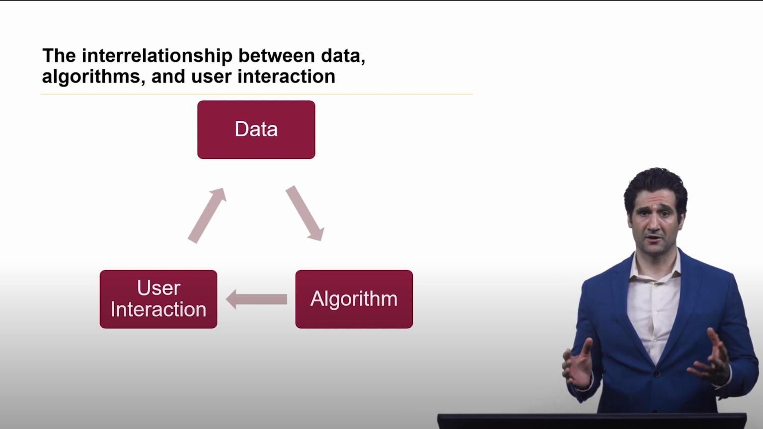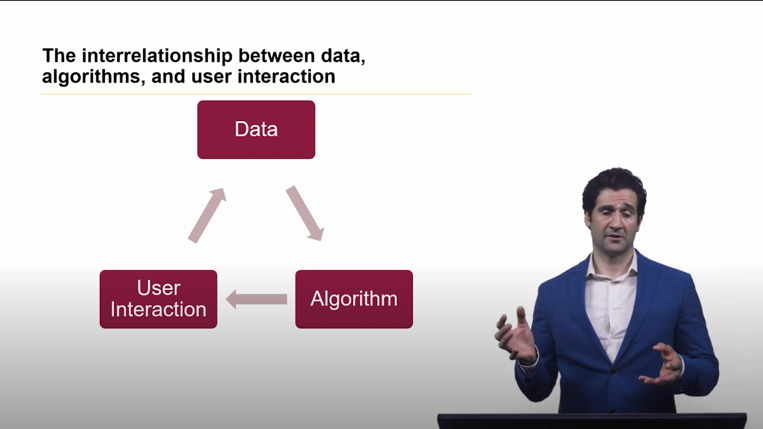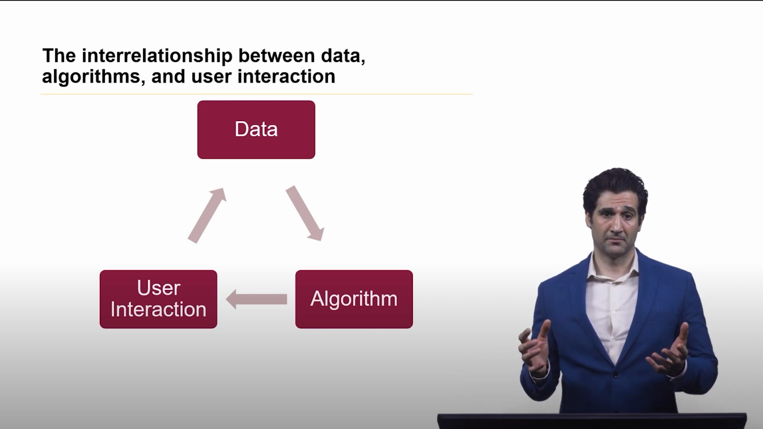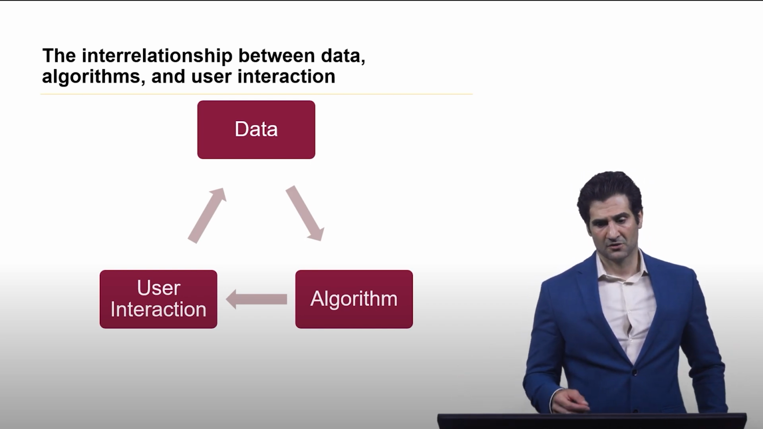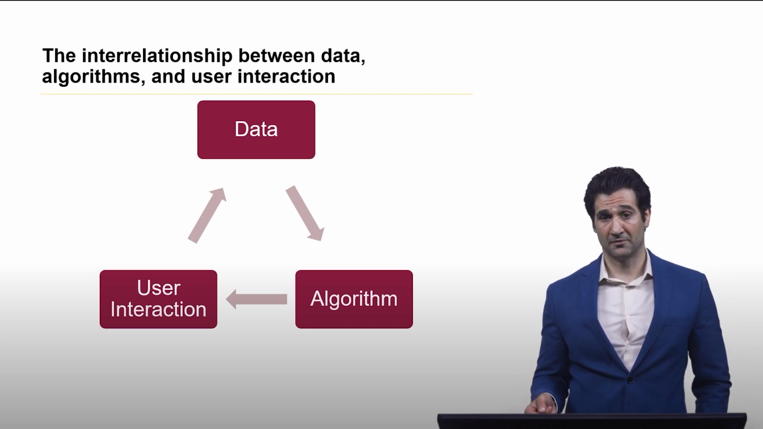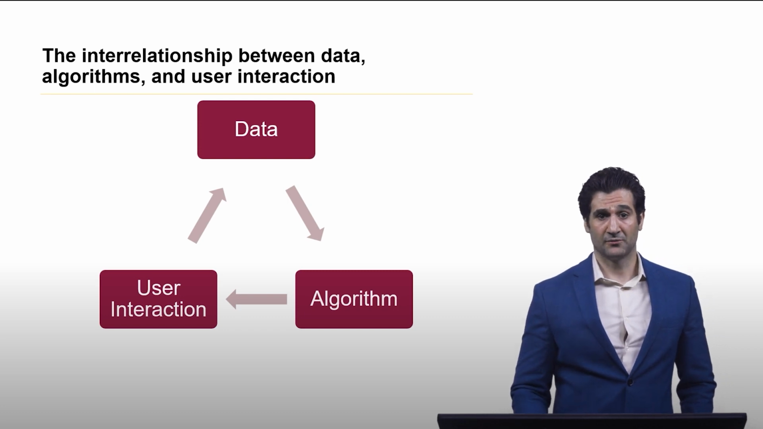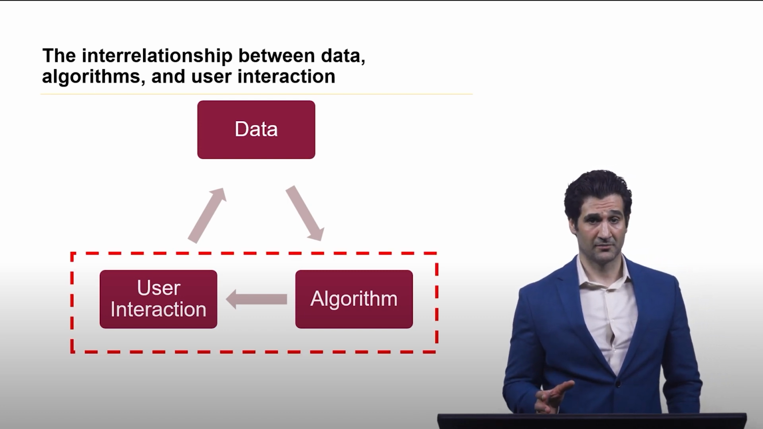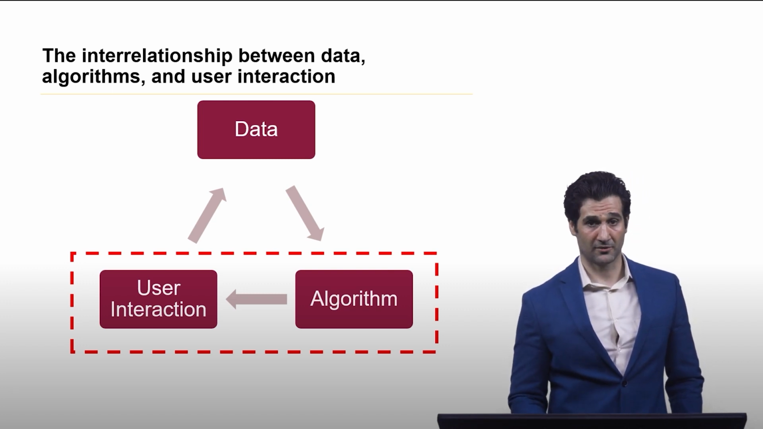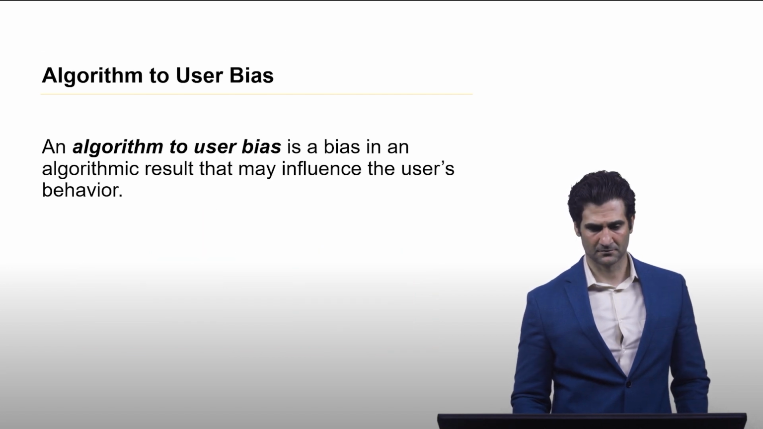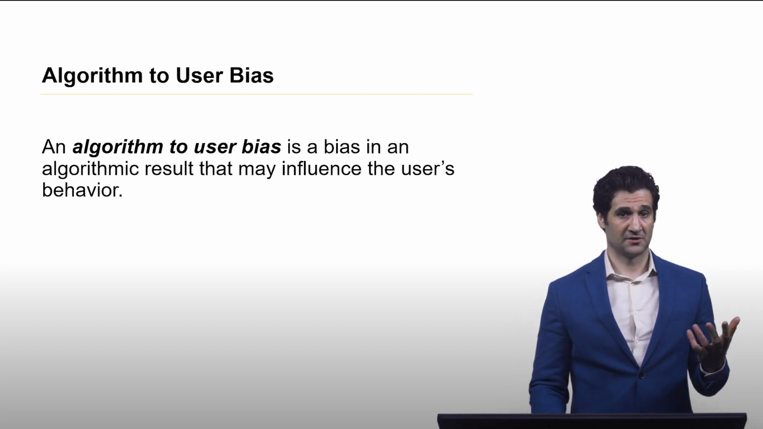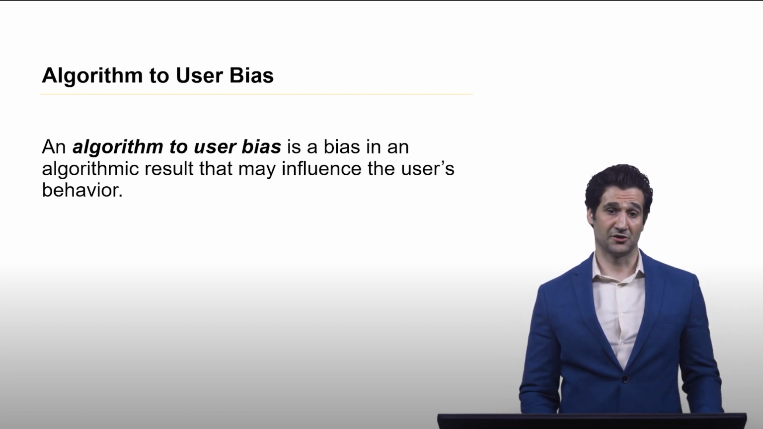Okay, so looking back at our paradigm where we talk about the different sources of bias and how they affect other components, we have the data that could be biased and affect the algorithm that processes that data. And then we have the next step, which is the algorithm itself could induce bias, and that can affect the user. And this is what we will talk about in this lecture. This is called algorithm to user bias, and this is simply bias in an algorithm that may influence a user's behavior.